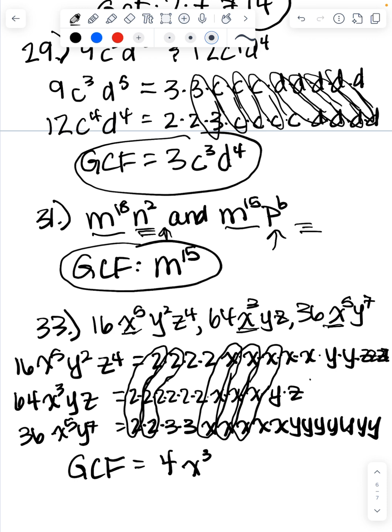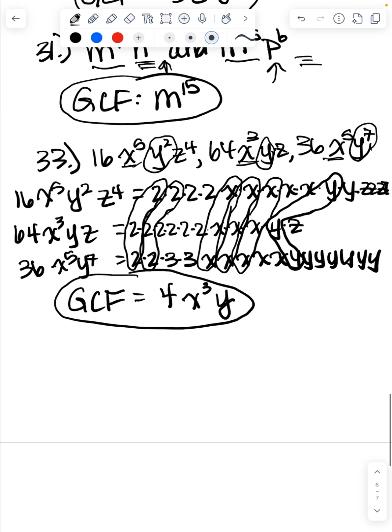Moving on to the y's. We've got a y matching up in all of them, but only one y is matching up in all of them. So I'm just going to have one y. If I look at the y's in my original, I have y squared, y to the 7th. The smallest amount is the 1 y. So that's what we have that's common, one common y in all of them. So that ends up being our GCF. So there is a little bit of a shortcut to doing these as you get better at them and as you understand what's actually happening in the problem.